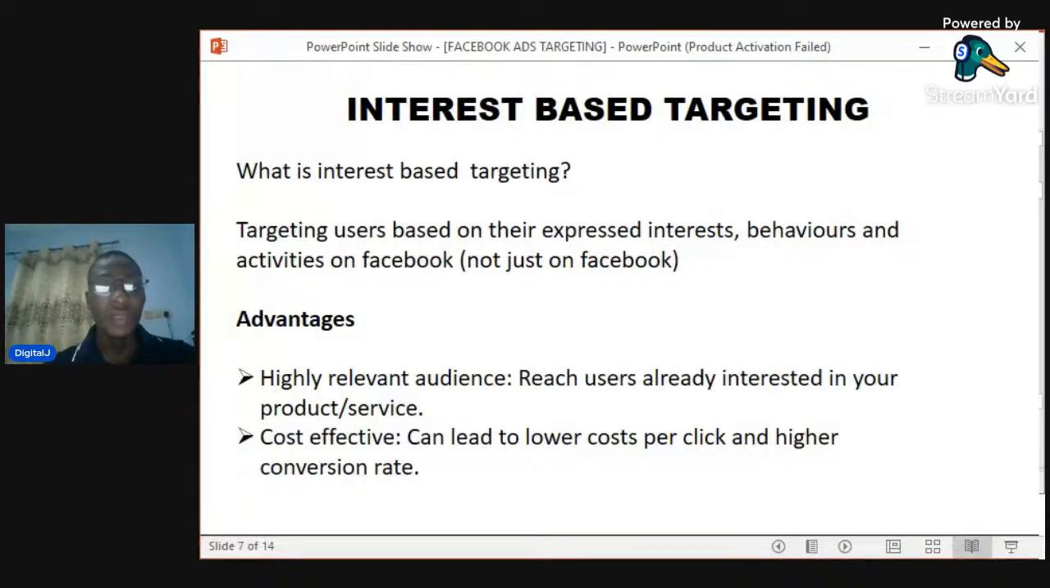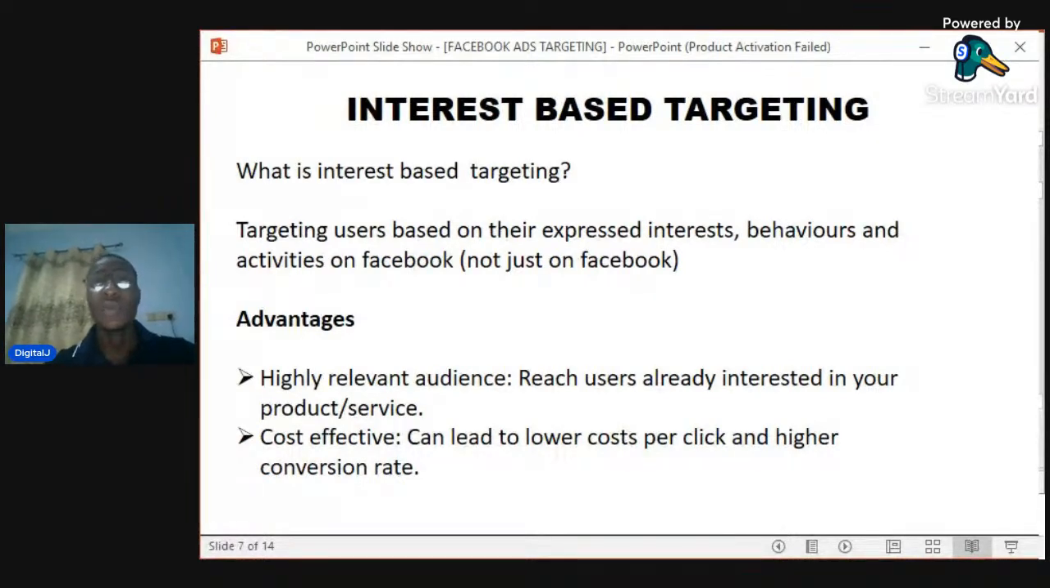So the next one is interest-based targeting. Remember, I said we have types of targeting: broad targeting, interest-based targeting, and narrow targeting. So what is interest-based targeting? Interest-based targeting simply means, in simple terms, you are targeting people based on what they're interested in. You are targeting people based on their behaviors.